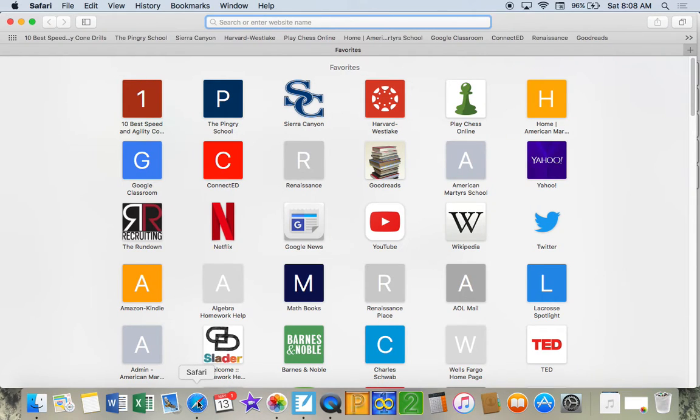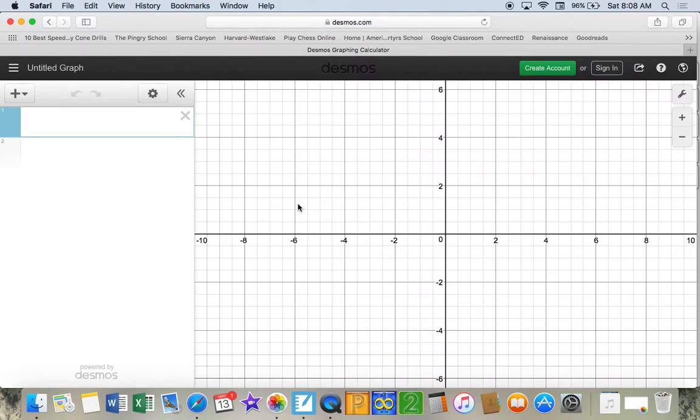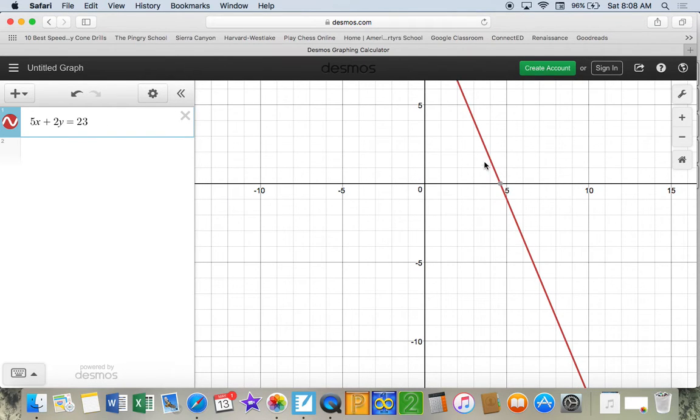Let's do Desmos, D-E-S-M-O-S, and let's take this equation: 5x plus 2y equals 23. If we look at it, that's the equation. That is all of the solutions. That is the graph of every solution to this equation.